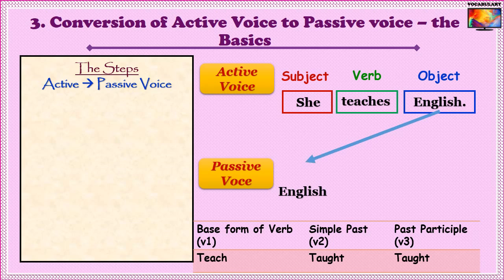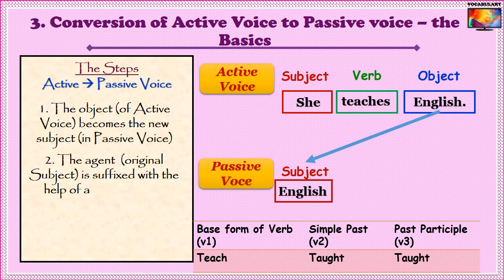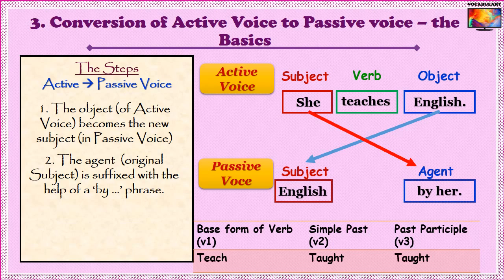3 steps for conversion into passive voice. The first step is the object of the active voice sentence becomes the new subject in the passive voice sentence. So the object English is our new subject. The second step is the original subject of the active voice sentence, who was also the agent or doer of the action expressed by the verb, is suffixed to the passive voice sentence with the help of a by phrase. In doing so, the subject pronouns become object pronouns. So she becomes by her and is suffixed to the end of the passive sentence.